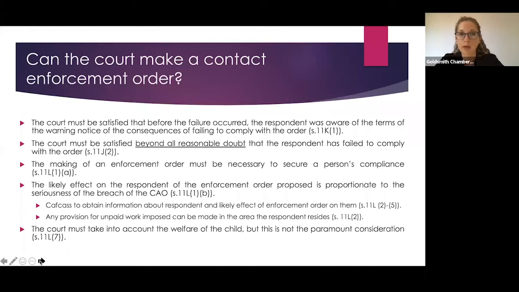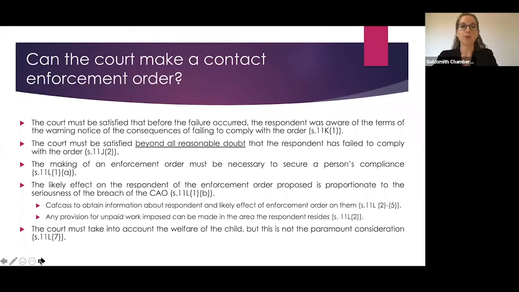I've touched on this already, but the court also needs to be satisfied that an enforcement order is necessary to secure a person's compliance. As already indicated, it may well be that the court can find that an individual has failed to comply with an order, but may say that actually there are less onerous steps that can be taken to secure that person's compliance with the order.